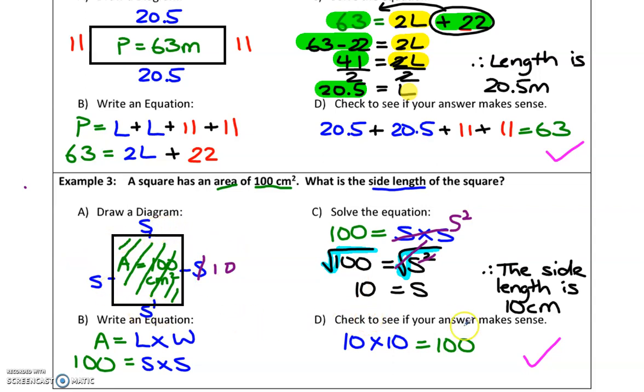So let's just check to make sure that your answer makes sense. So if this guy is also a 10, then the area is length times width, 10 times 10, and that gives you 100. So you got the right answer. All right, so this is how we start to use solving equations in order to tackle some word problems.